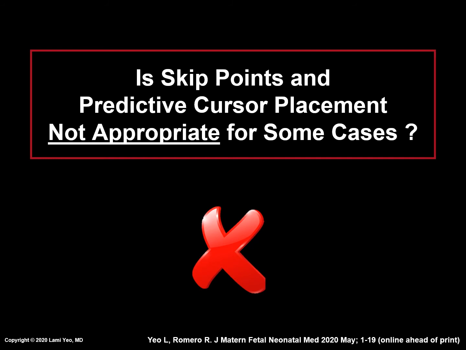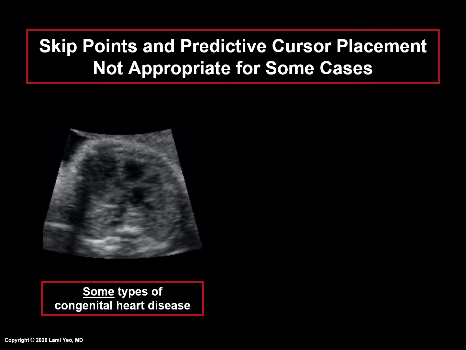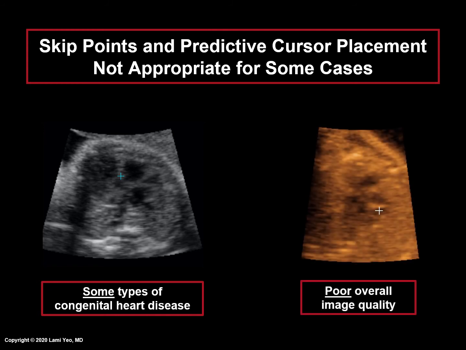Is skip points and predictive cursor placement not appropriate for some cases? The answer is yes. Implementing such technology may not be appropriate for some types of congenital heart disease or if the overall image quality is poor. For cases of cardiac defects, predictive cursor placement may be incorrect due to abnormal anatomy. In this case, we recommend marking all 7 anatomical structures as usual. When the overall image quality is poor, as shown here on the right, although predictive cursor placement may be accurate, the resulting 9 cardiac views may still be uninterpretable and uninformative.